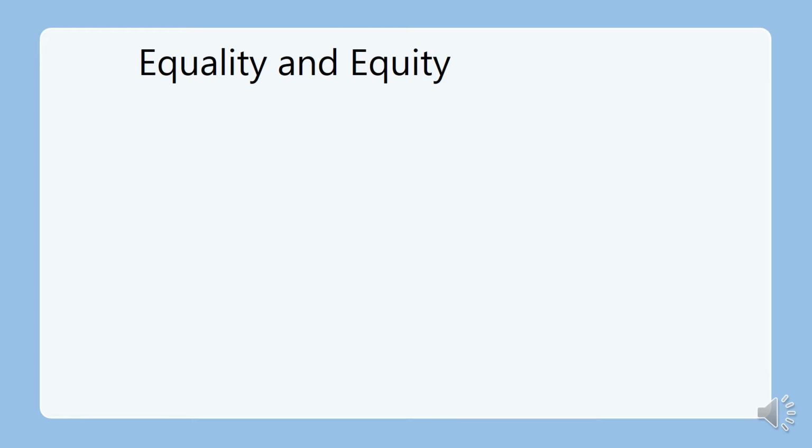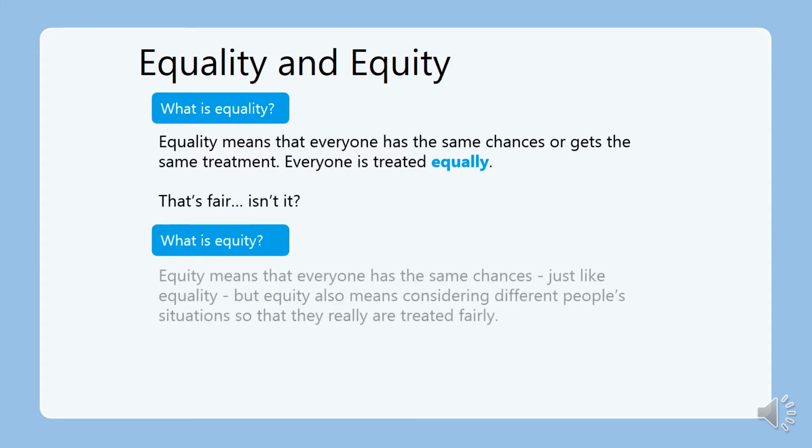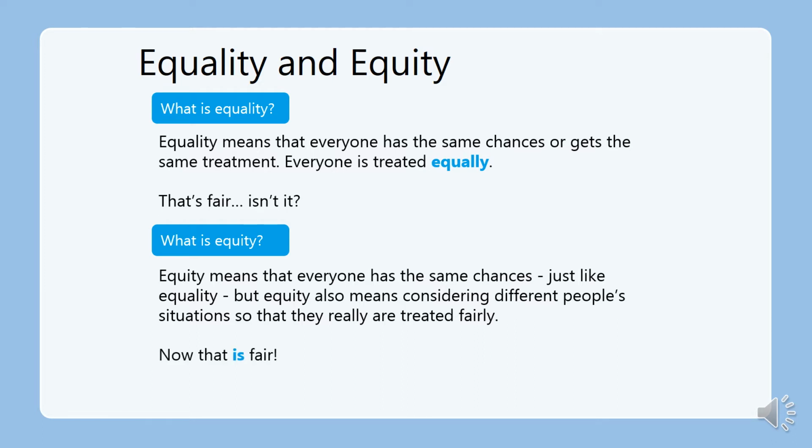So it's about equality and equity. Equality means that everybody has the same chances or gets the same treatment, and everyone's treated equally. You'd think that's fair, but is it always? Not really. Equity means that everyone has the same chances, just like equality, but equity also means considering different people's situations so that they are really treated fairly. And that's more what fairness is about. Fairness means that everyone has what they need to have the same chance.